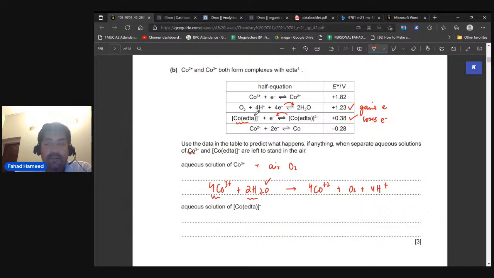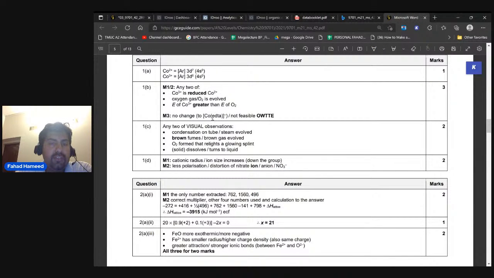Because for it to react, it should be part of the reactant. It's not part of the product. So if I write the equations, it's being formed. It's not actually reacting with anyone else. So no change with cobalt with EDTA, not feasible.